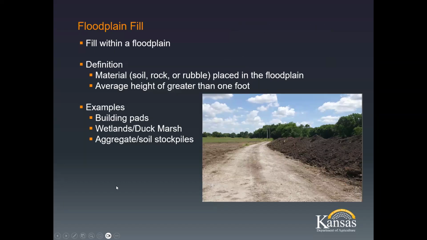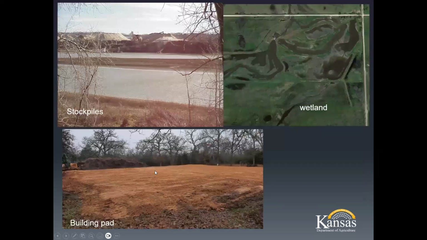A floodplain fill is fill within a floodplain. So floodplains are defined by FEMA. So if it's on a FEMA floodplain map, then that's a floodplain. It's material placed in the floodplain at an average height of greater than 1 foot. So my picture right there is way more than a foot. So that would be floodplain fill. Some examples are building pads, wetlands or duck marshes, and aggregate and soil stockpiles are all floodplain fill. So these are some pictures, some stockpiles for an aggregate producer, a wetland, and I think that's Reno County, and then a building pad.